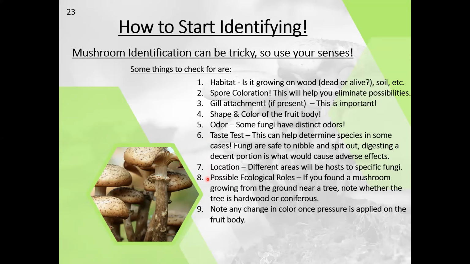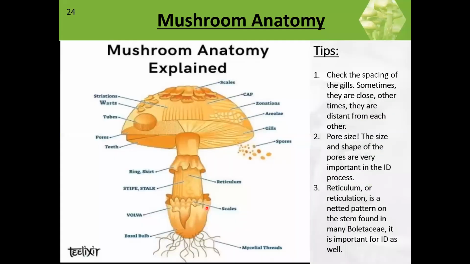And also the ecological roles, as I highlighted earlier. If you found it next to a tree, you want to make sure, is this tree a hardwood or is it coniferous, right? Does it hold onto its leaves throughout the year, or do the leaves fall off, right? So those are the two big identifying factors. And any change in color once pressure is applied on the fruit body. We'll get into this in more detail a little bit later.